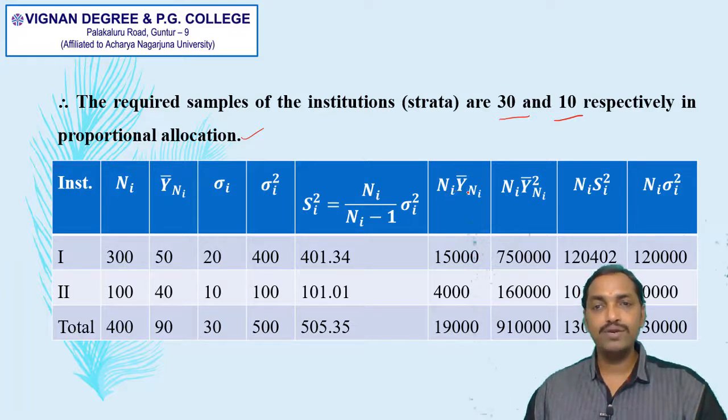Next one, capital Ni into YNi bar. That means population size into mean. That is 300 into 50 is 15,000 and 100 into 40 is 4,000. Similarly, capital Ni into YNi bar square. That is 300 into 50 square, that is 7,50,000, and 100 into 40 square gives me 1,60,000. Capital Ni into Si square, that is 120,402 and 10,101. Capital Ni into sigma i square, 1,20,000 and 10,000. And also calculate the total for all these columns.